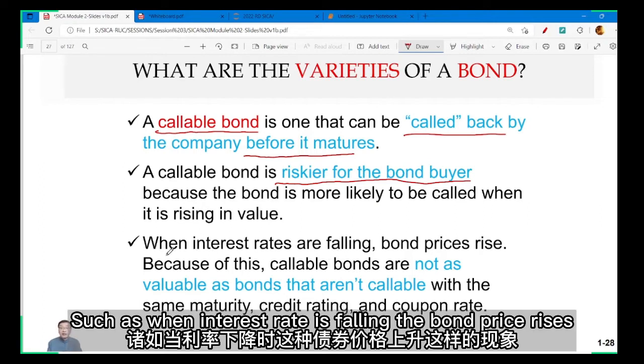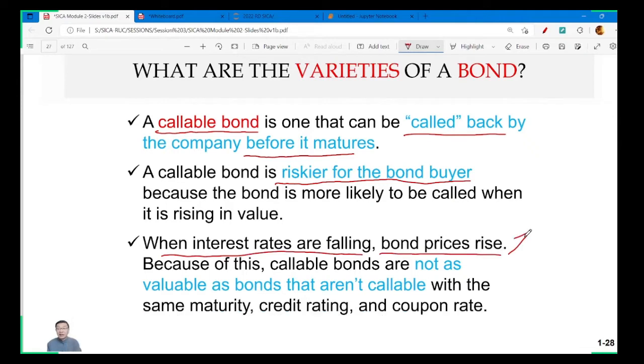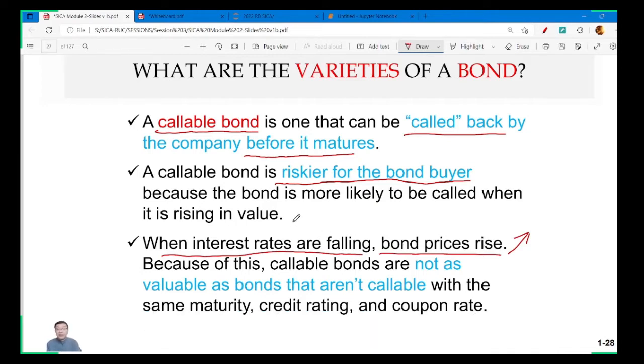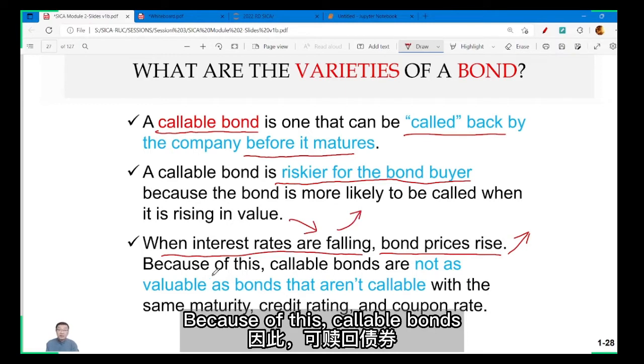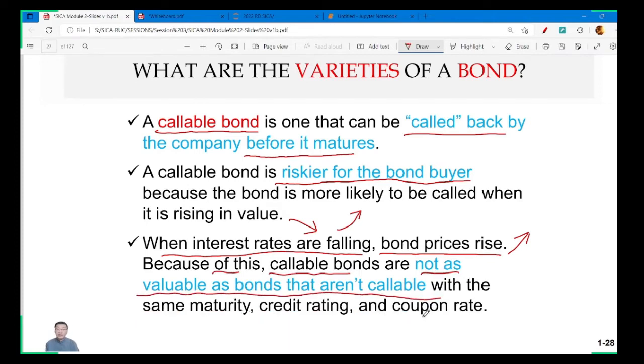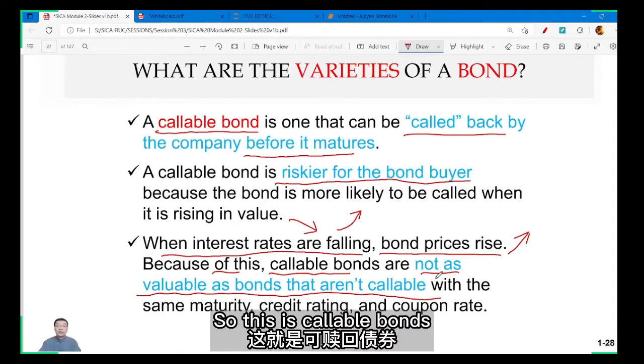Such as when interest rate is falling, the bond price rises. We will explain this later in the bond pricing models. Interest rate down, bond price up. Because of this, callable bonds are not as valuable as bonds that are not callable. So this is callable bonds.